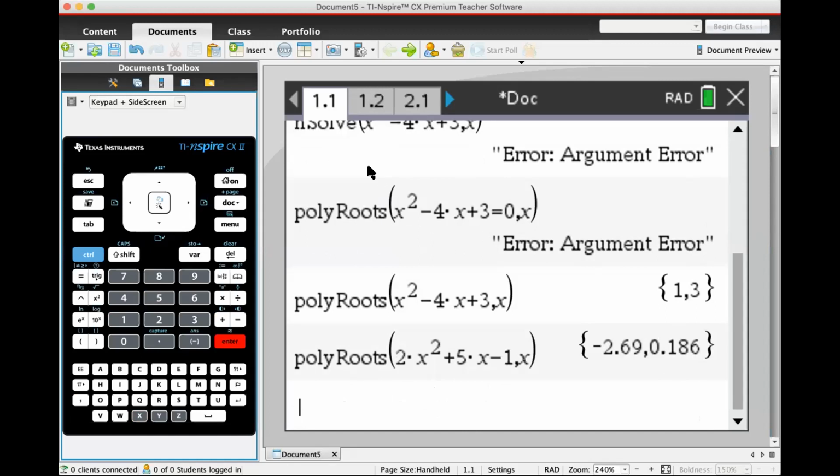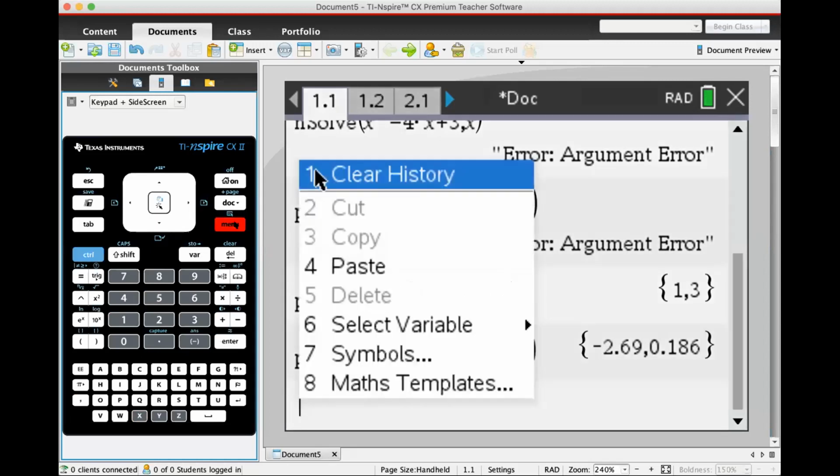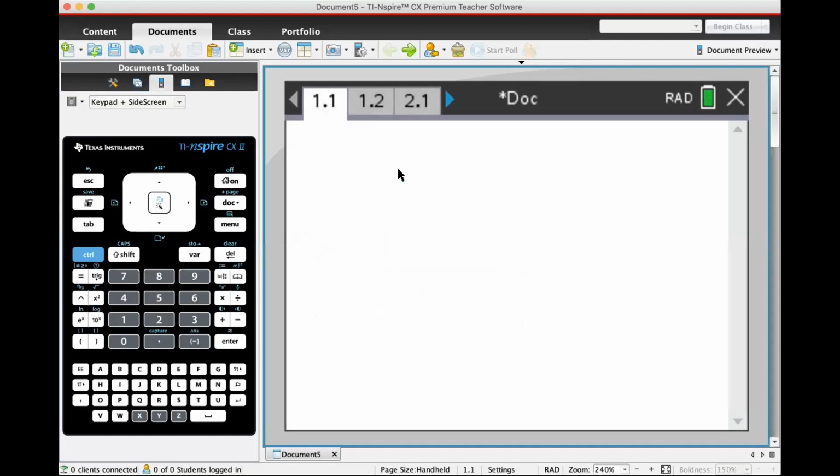I'll just clear the screen. To clear the screen, you can right click, and the right click on your handle is control menu. Control menu, right click. That way you can clear the history and you've got a clean slate.